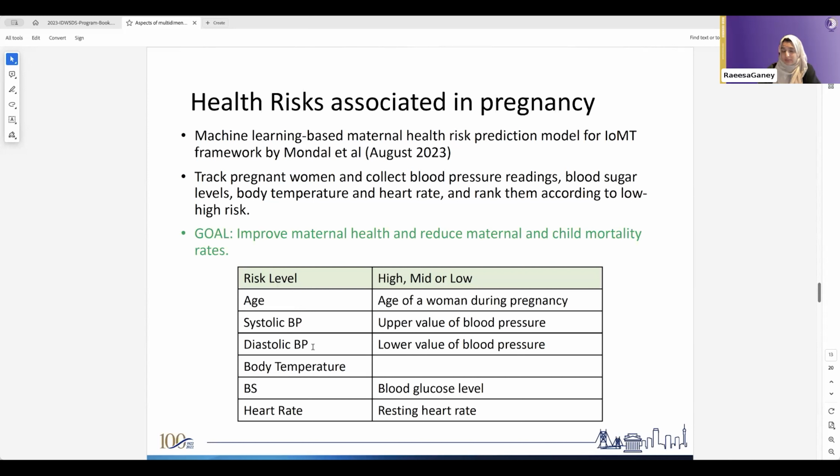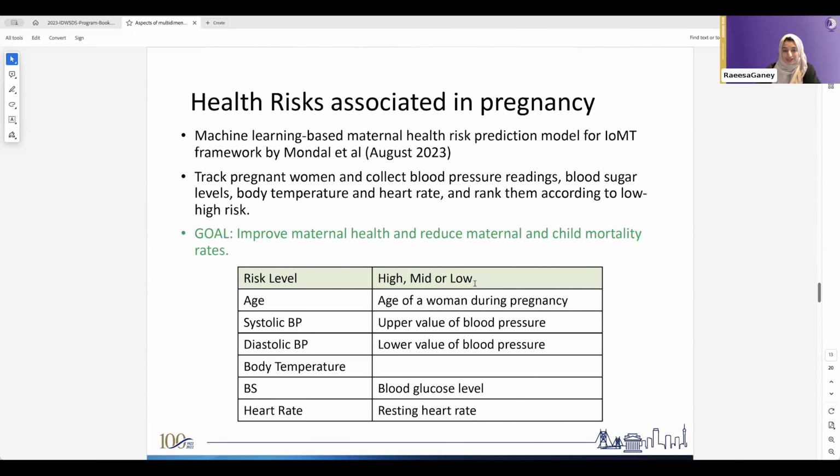They took some blood pressure measurements, their body temperature, their blood sugar levels, and their heart rate. And they ran this through a machine learning model, and then labeled these women as either having a high risk pregnancy, a mid risk pregnancy, or a low risk.